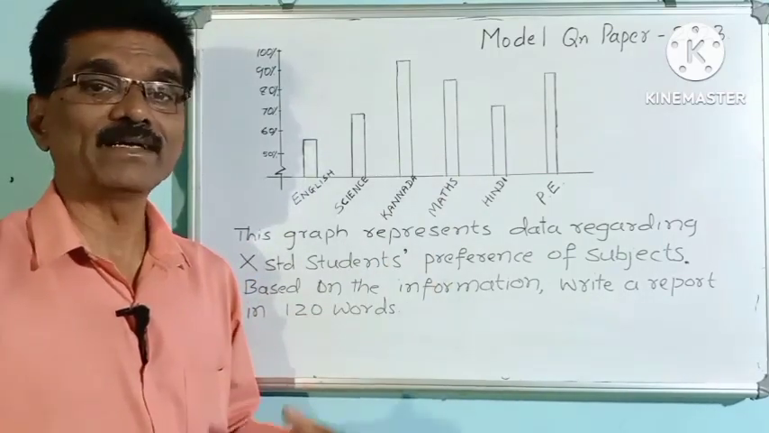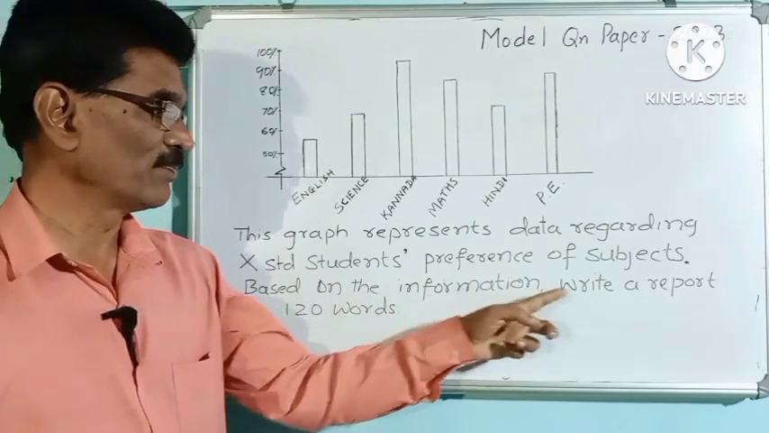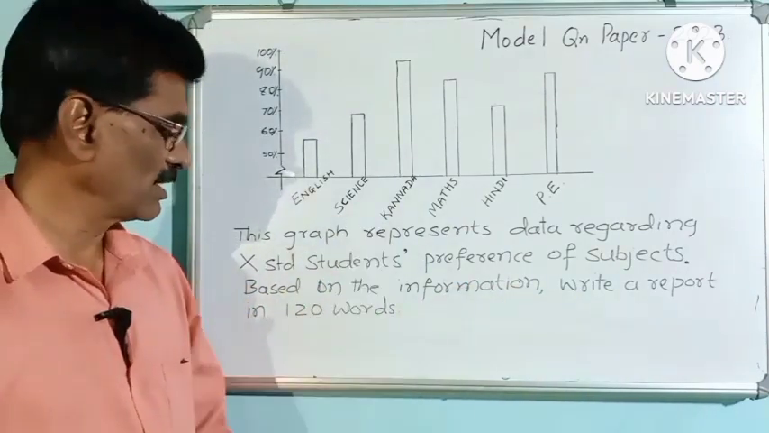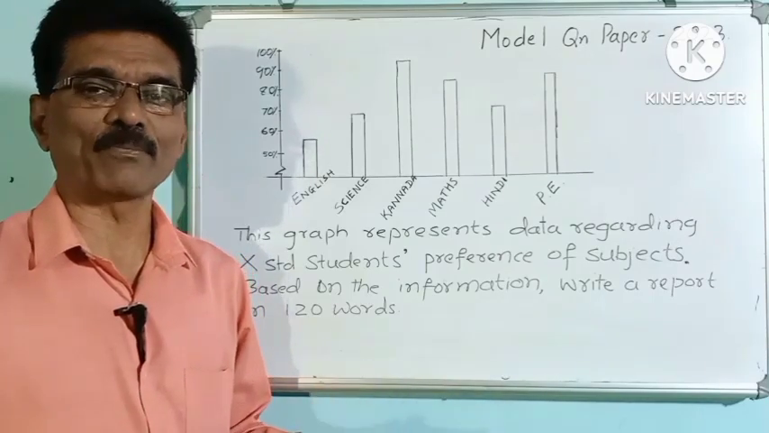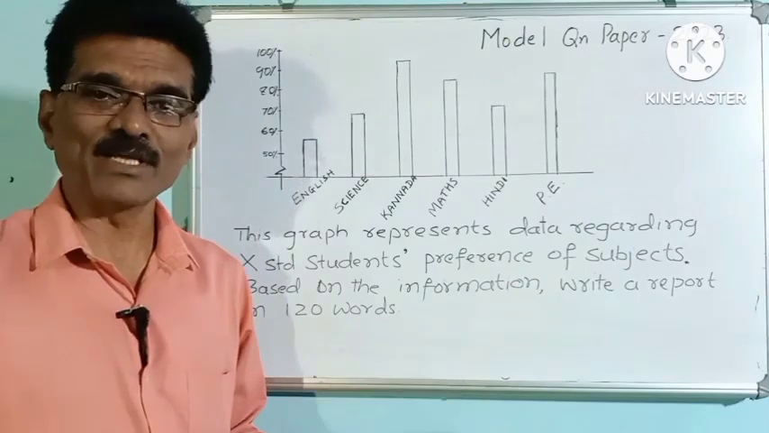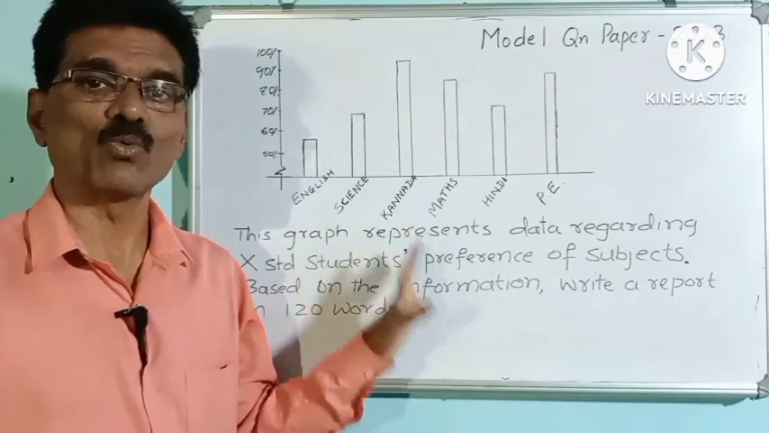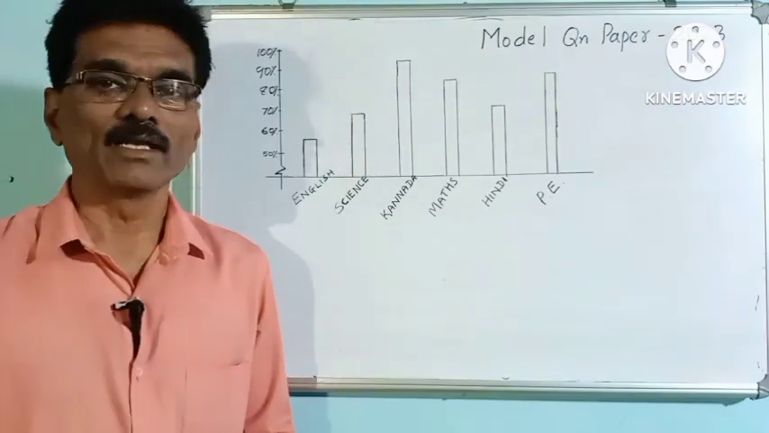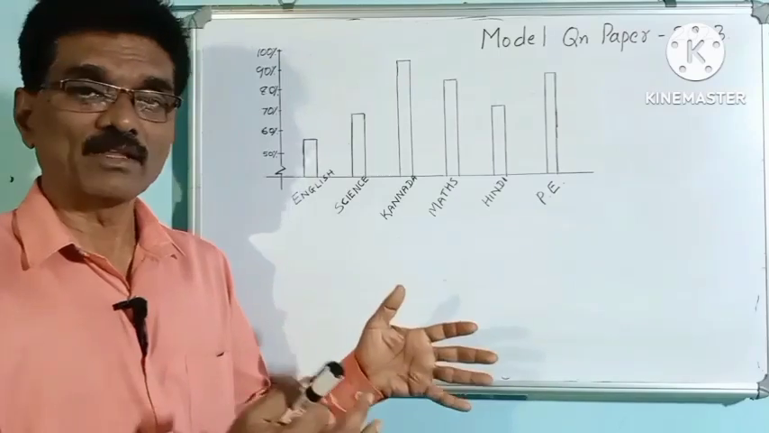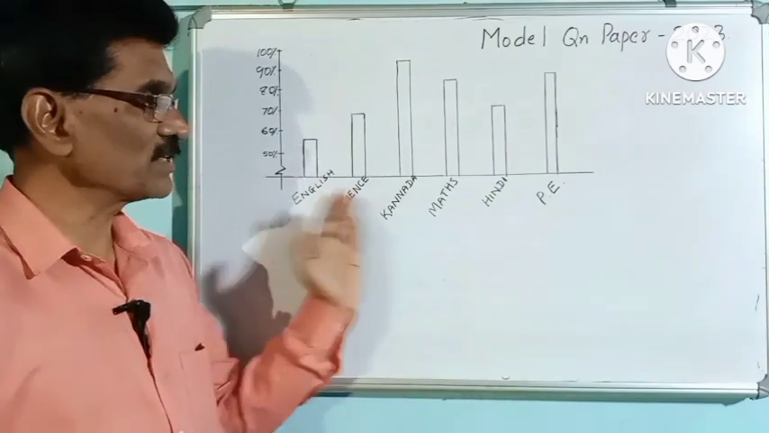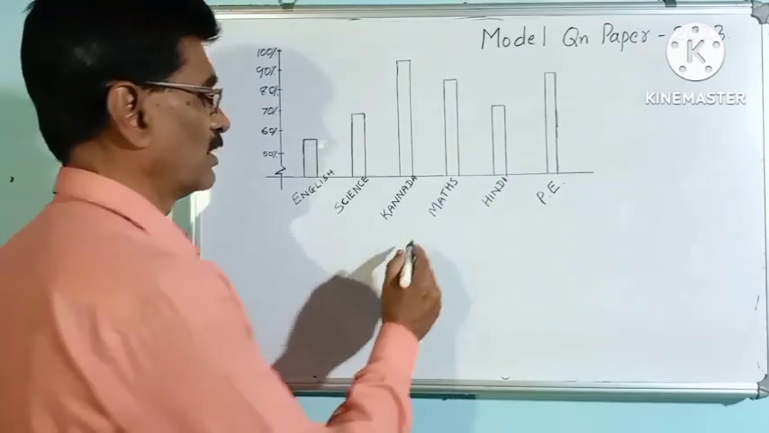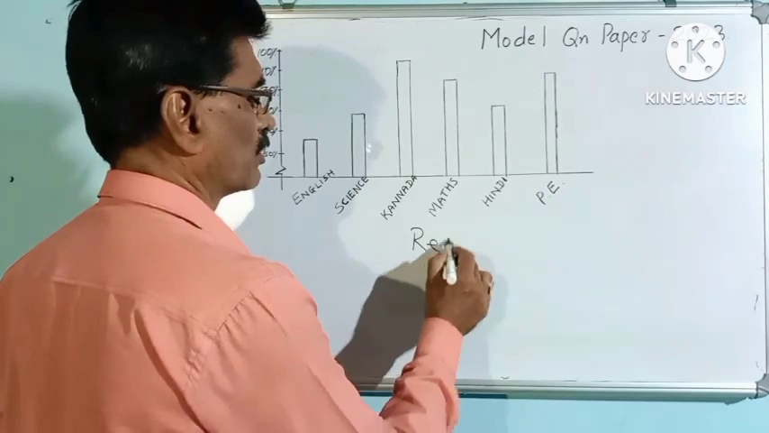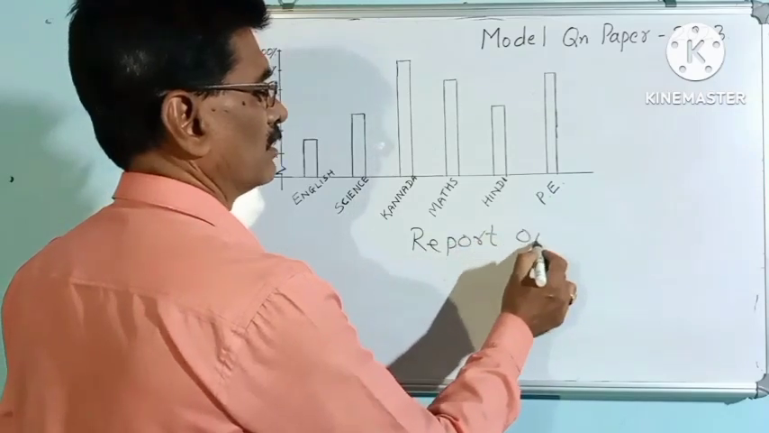So now we have to write a report on this topic in about 120 words. That is roughly 2/3 of a page, or I advise you to go for at least one complete page. Now let me tell you the way it is written. First you have to give the heading. First write down report on. What is it? It is a report. Report on.